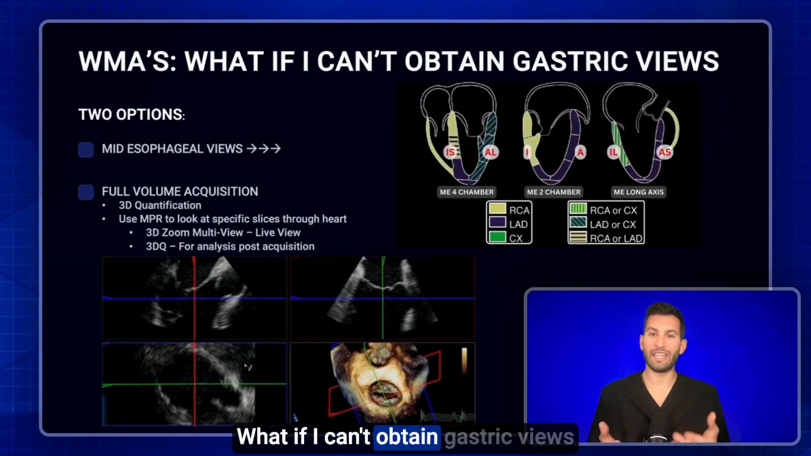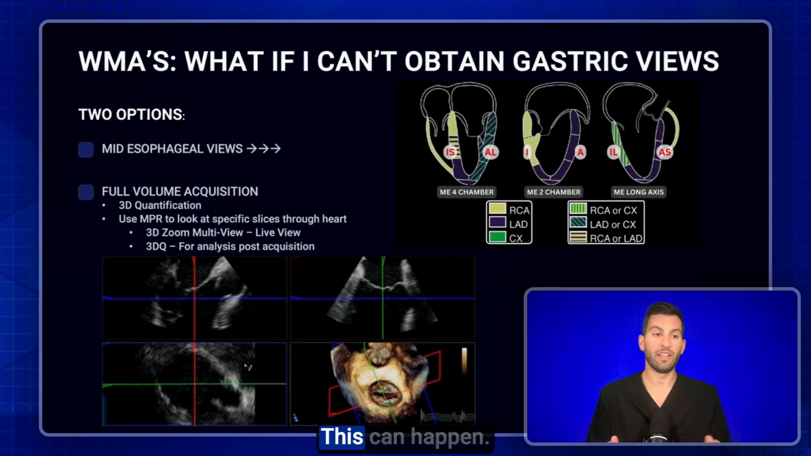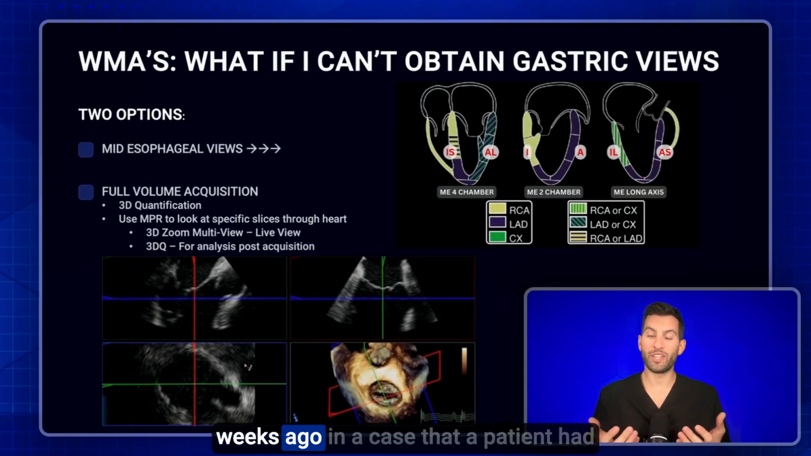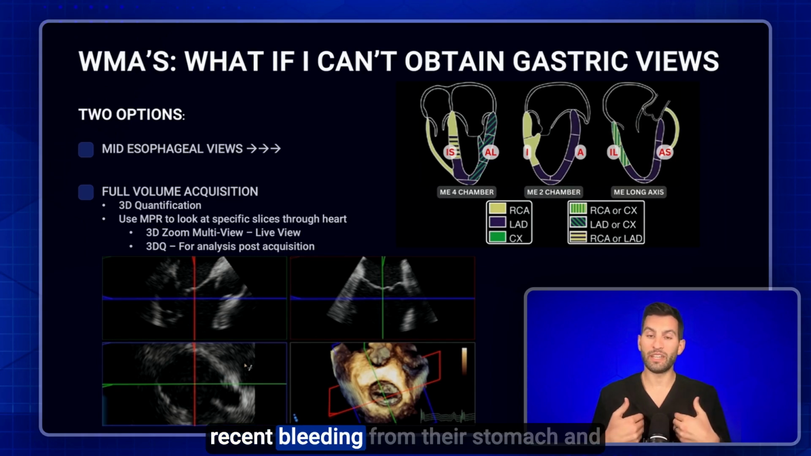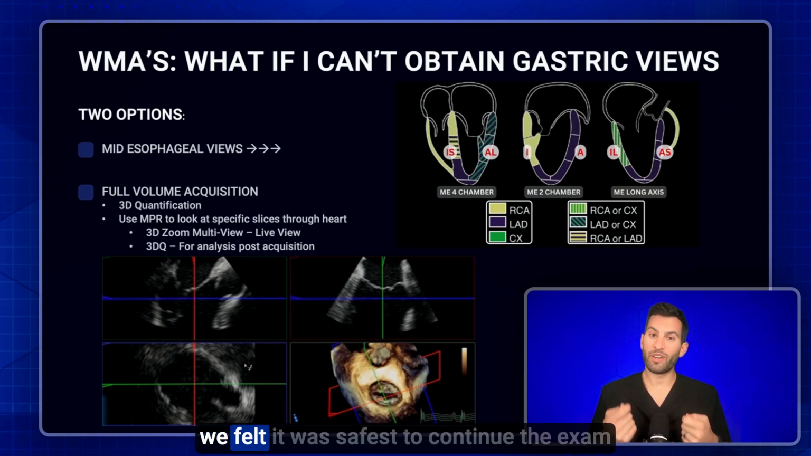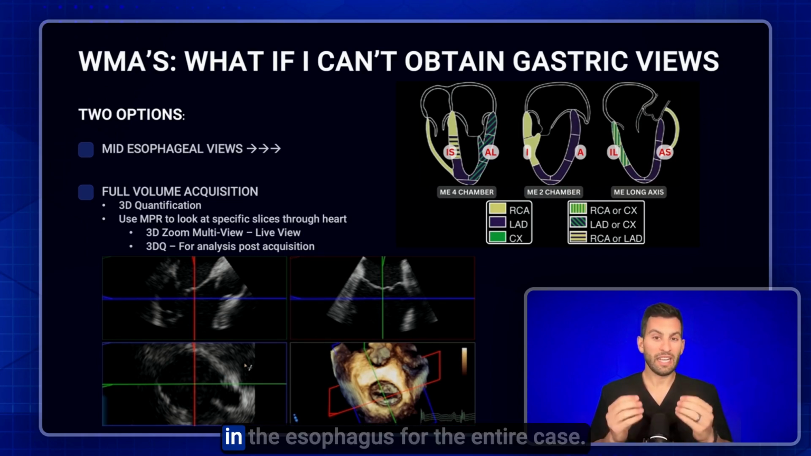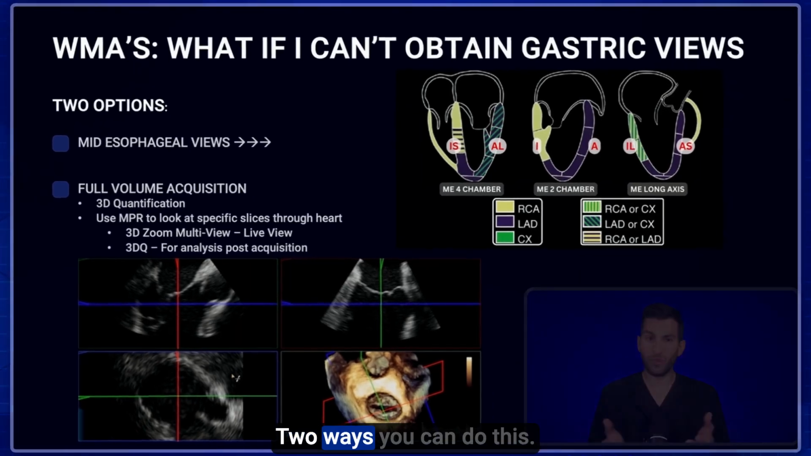What if I can't obtain gastric views like the ones we just looked at? This can happen. This actually happened to me a few weeks ago in a case where a patient had recent bleeding from their stomach, and we felt it was safest to continue the exam in the esophagus for the entire case. Two ways you can do this.